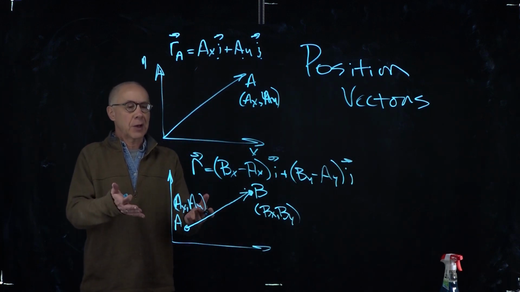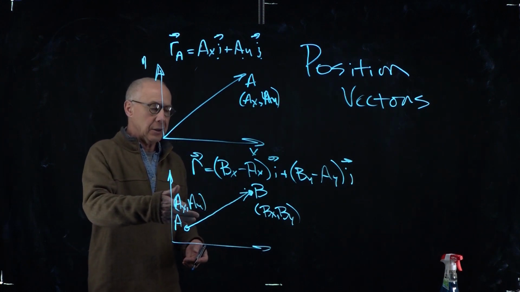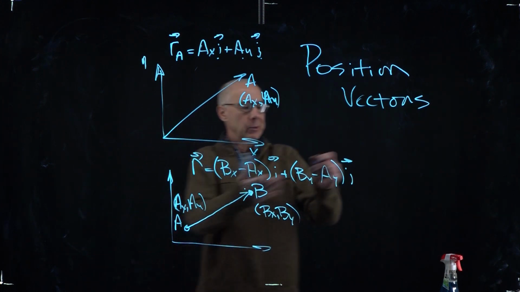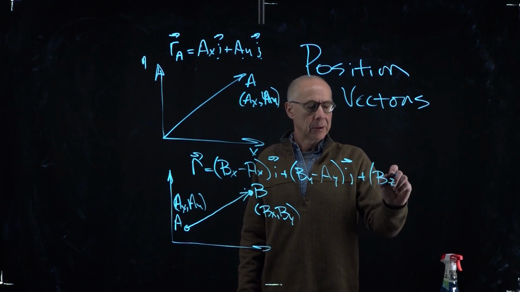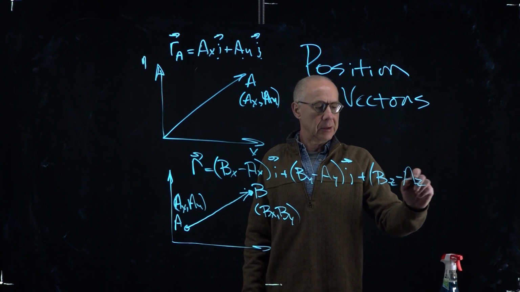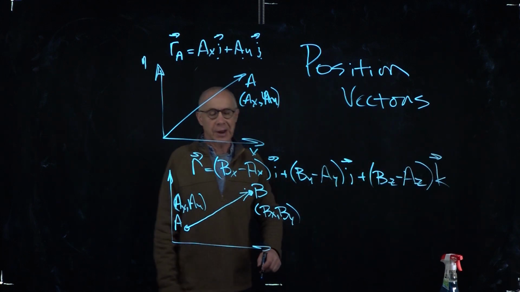Obviously this is also transferable to the third dimension. So if we had an az and a bz value, then I would just add another term on here, and it would be bz minus az times k, the unit vector in the z direction.